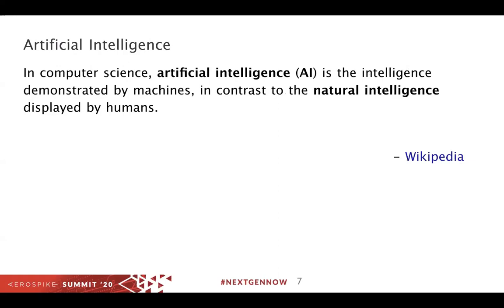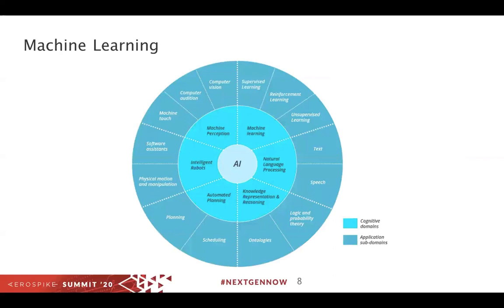What is artificial intelligence? In computer science, AI is the intelligence demonstrated by machines, as you could have guessed, in contrast to the intelligence that humans display, which is natural intelligence. This is a nice graph that shows the part of machine learning in AI, and you can see it's there alongside many other fields like natural language processing, text, speech, supervised and unsupervised learning, scheduling, planning, translations, and whatnot.